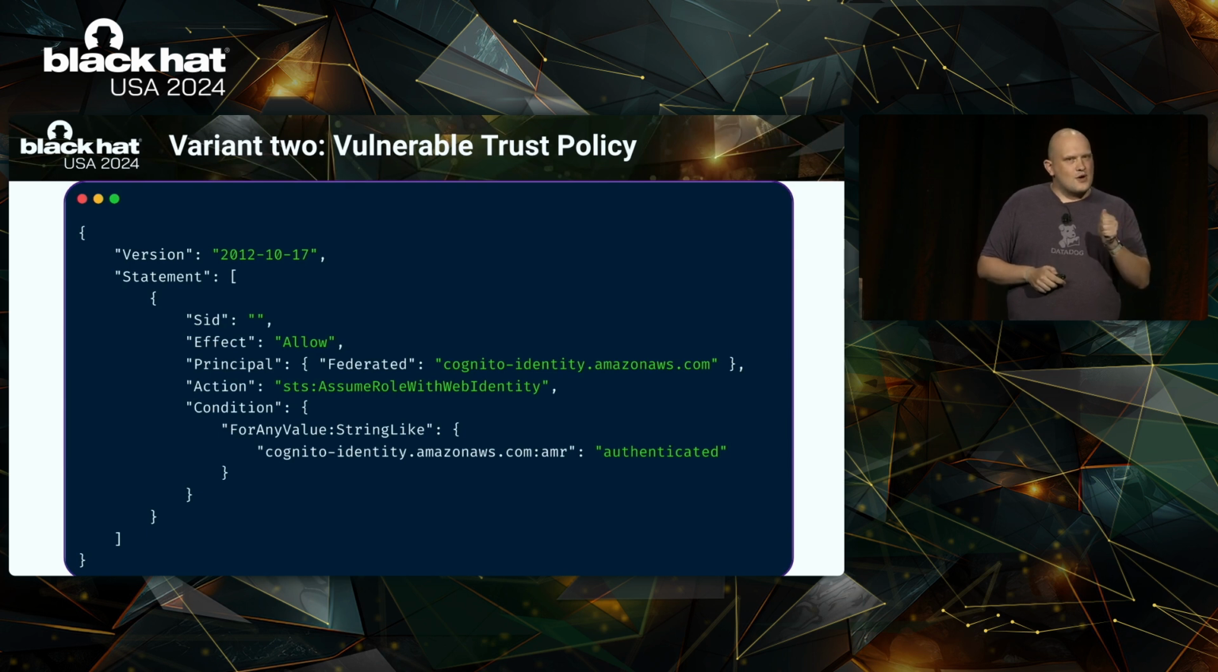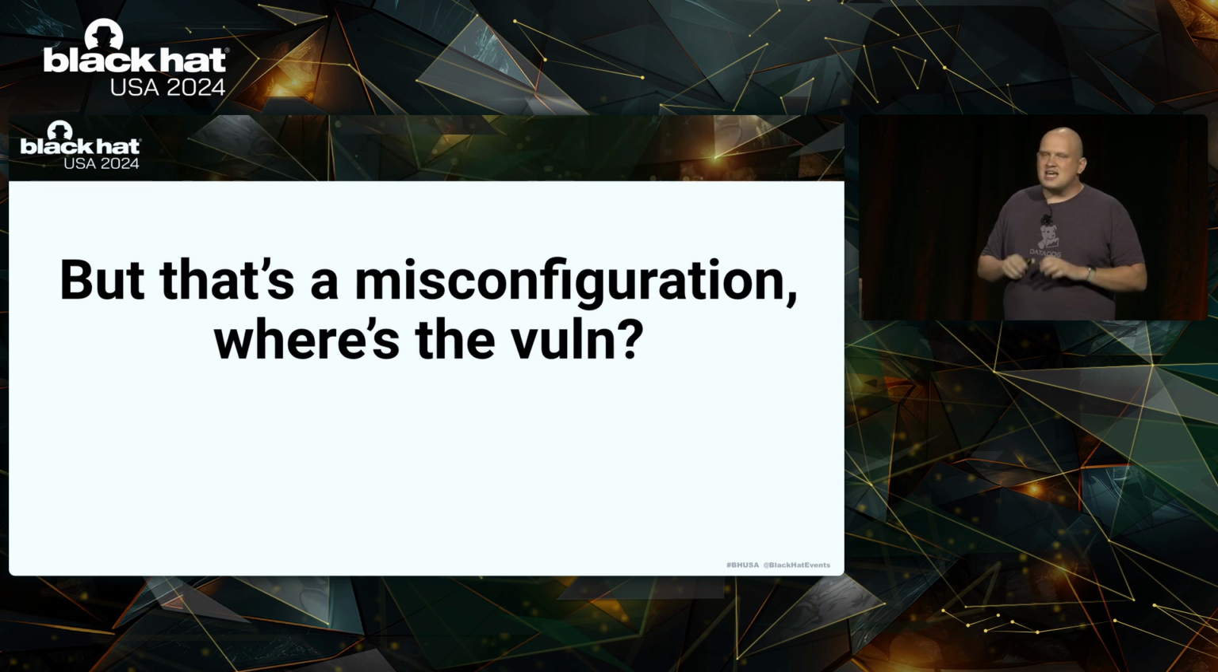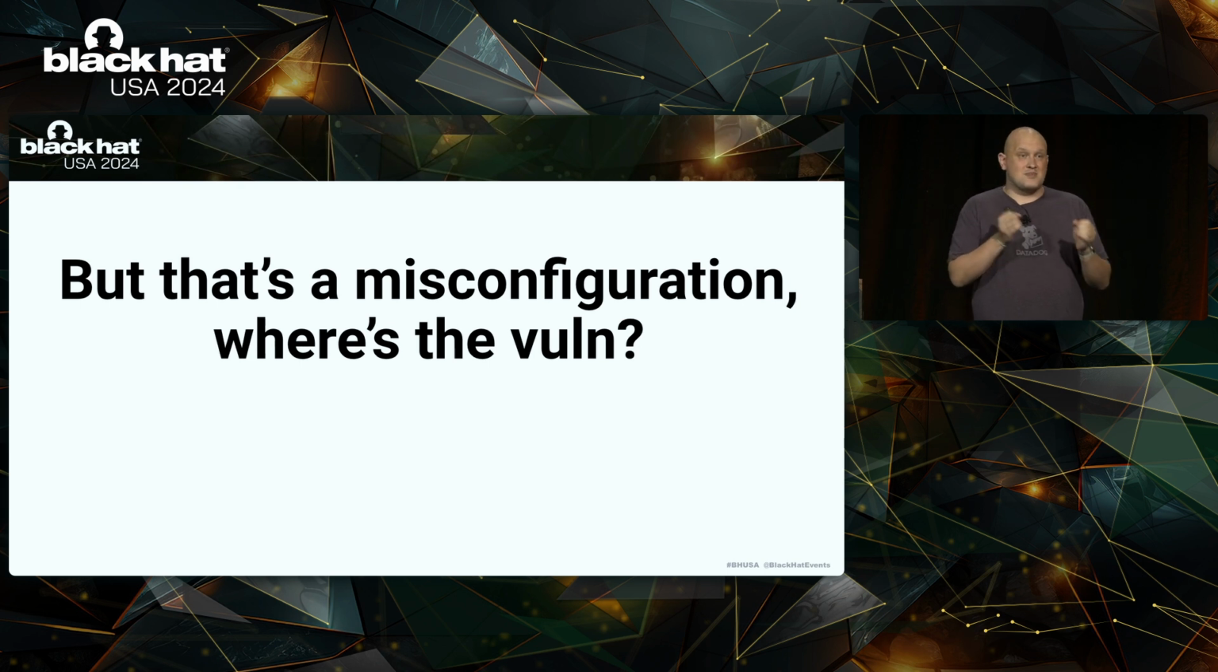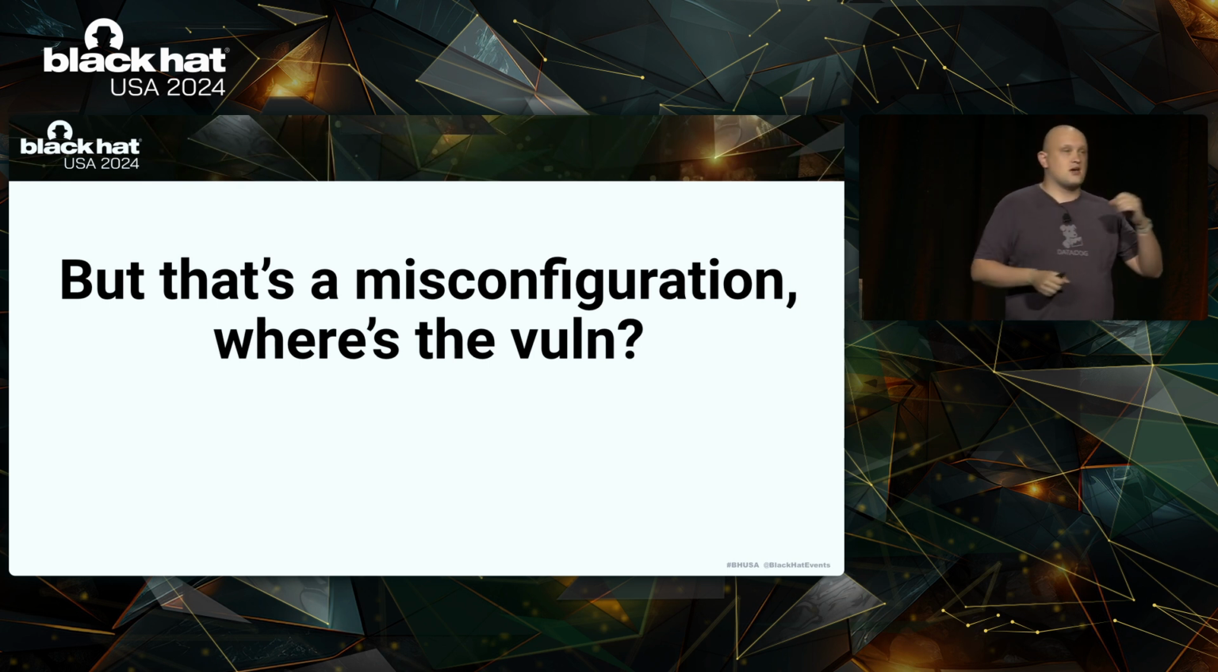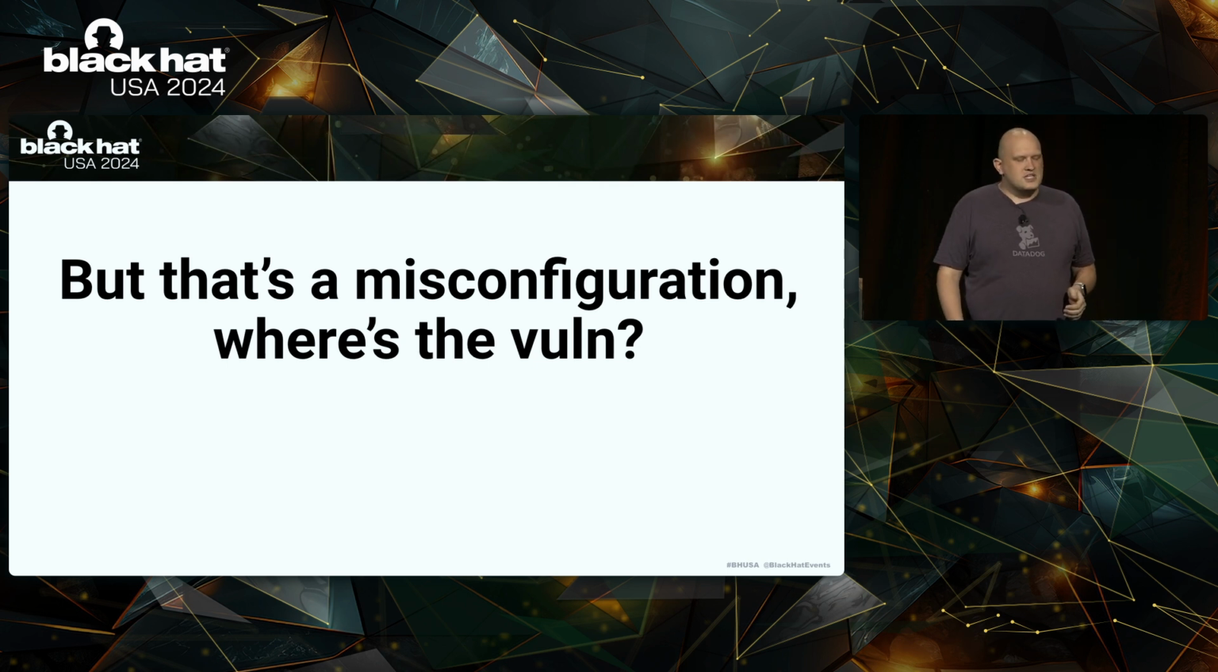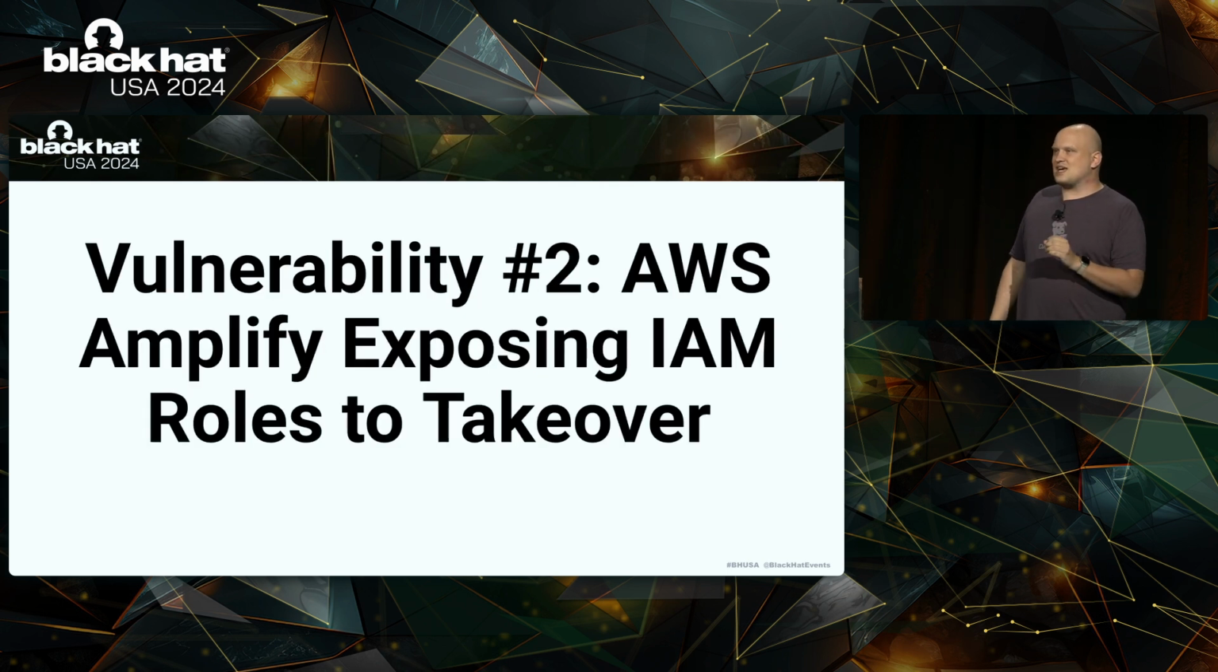Now, you might have noticed I refer to these as misconfigurations, and that's because they are. Everything we've talked about so far when it comes to assume role with web identity has been a misconfiguration. The GitHub Action stuff, Cognito stuff, any of the other technologies and services that have this very same issue, they're all misconfigs. And so at this point, you're probably wondering, well, Nick, I was promised a second vulnerability. You're telling me this is a misconfiguration. What gives? Well, this is where things get weird, and we dive into the second vulnerability, the AWS Amplify service exposing IAM roles to take over.